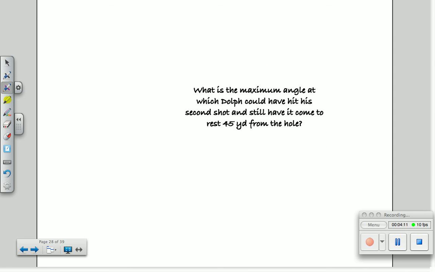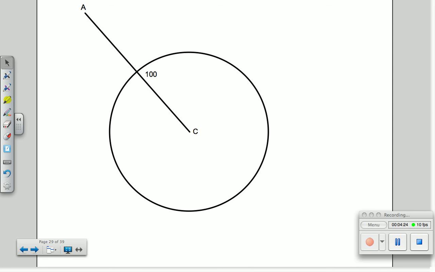What is the maximum angle at which Dolph could have hit his second shot and still have it come to rest 45 yards from the hole? To solve for the maximum angle, draw a line from point A to point C and label it 100. Then, from point A, draw a line tangent to the circle. The point where the line touches the circle is point B.